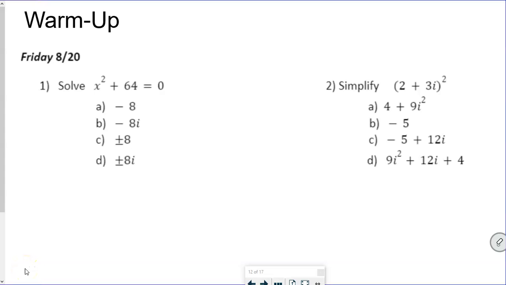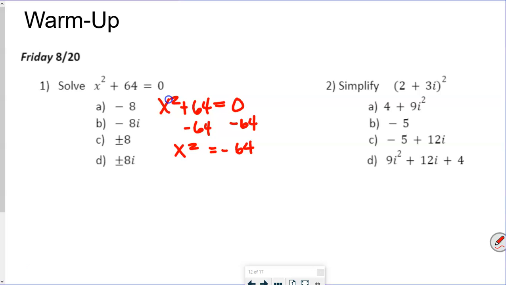So the first thing I'm going to do in this video is go over the warm-up. So we've got x squared plus 64 equals 0. First thing we do is subtract 64 from both sides. So we end up with x squared equals negative 64.